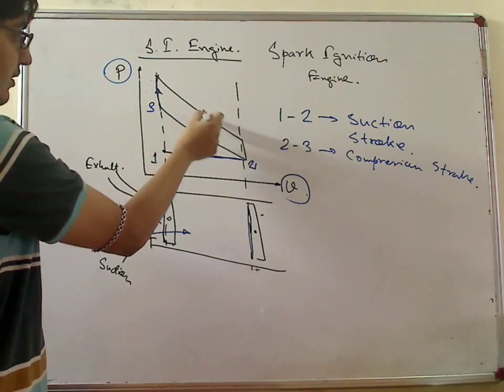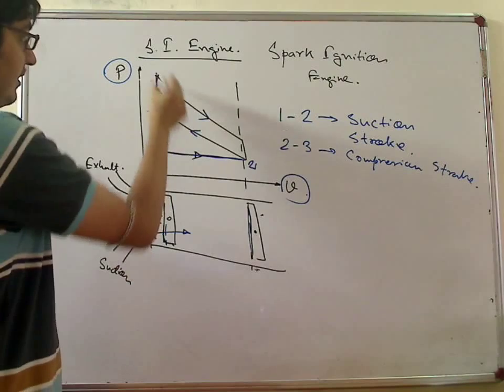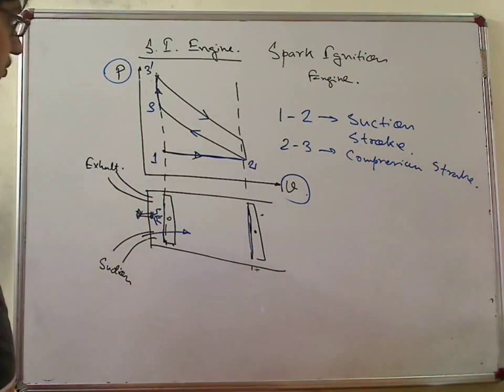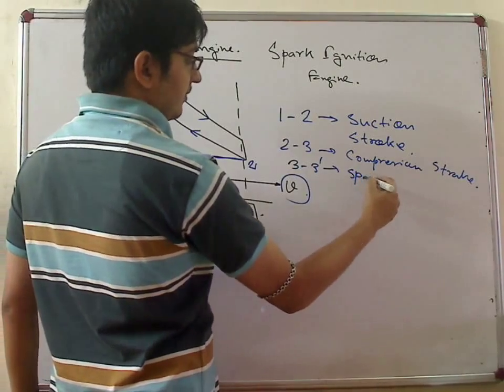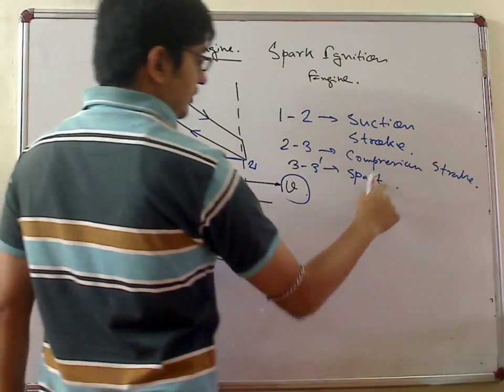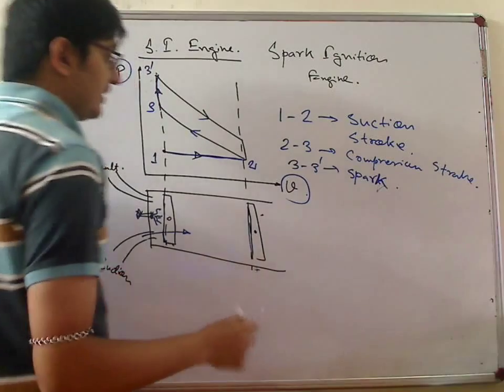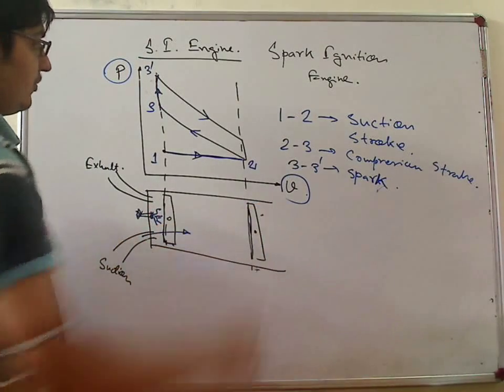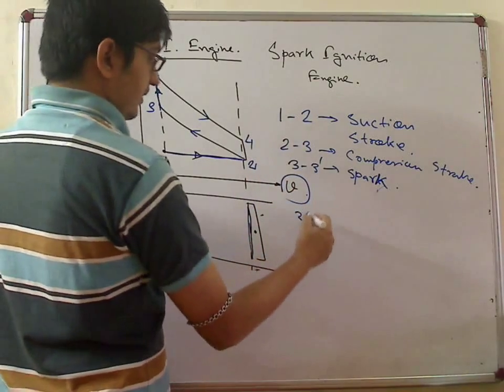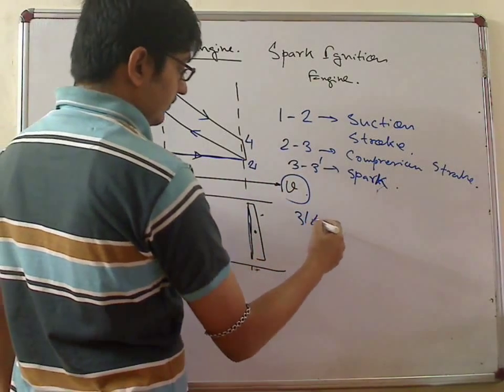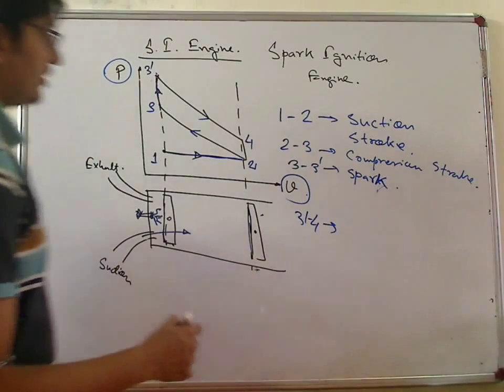Then from this point to this point, say this is 3 prime. So 3 to 3 prime is the spark. This is not any stroke because the volume is not changing. The piston is not moving. Then 3 dash to 4 is the exhaust.